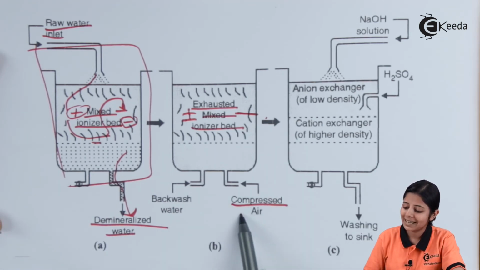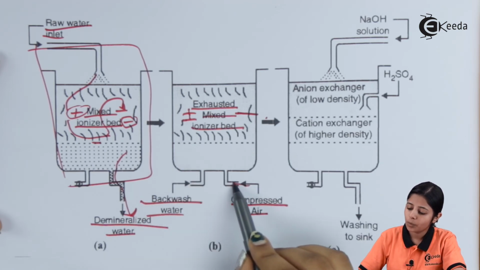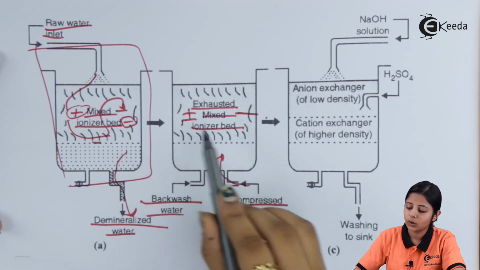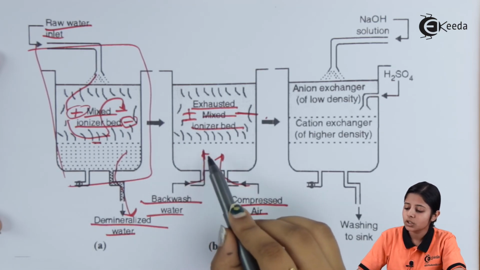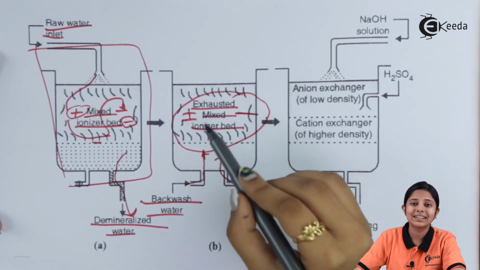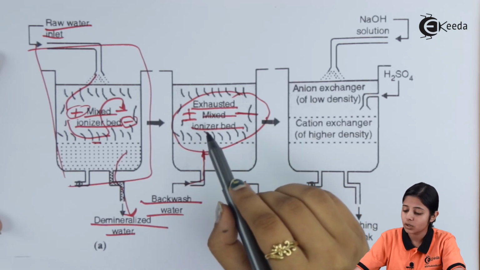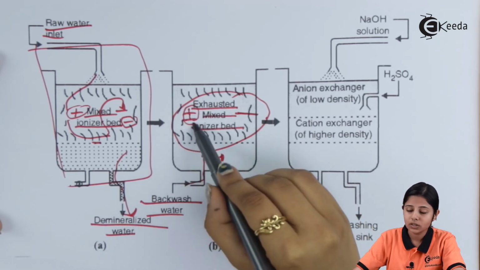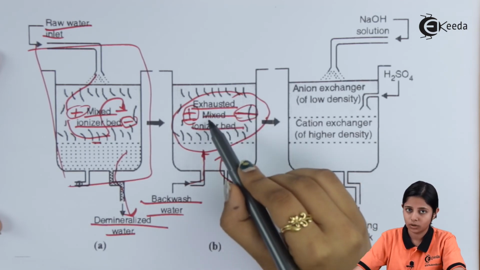And thus, two main things are done over here. That is, compressed air is passed and backwash water is passed. Over here, the compressed air which is passed into the cations and anions and the water which is passed into the cations and anions will help in removing all the impurities present in the exhausted bed. Now, what are the impurities which are present in the exhausted bed? Those are the ions, positive ions and the negative ions which were present in the water.